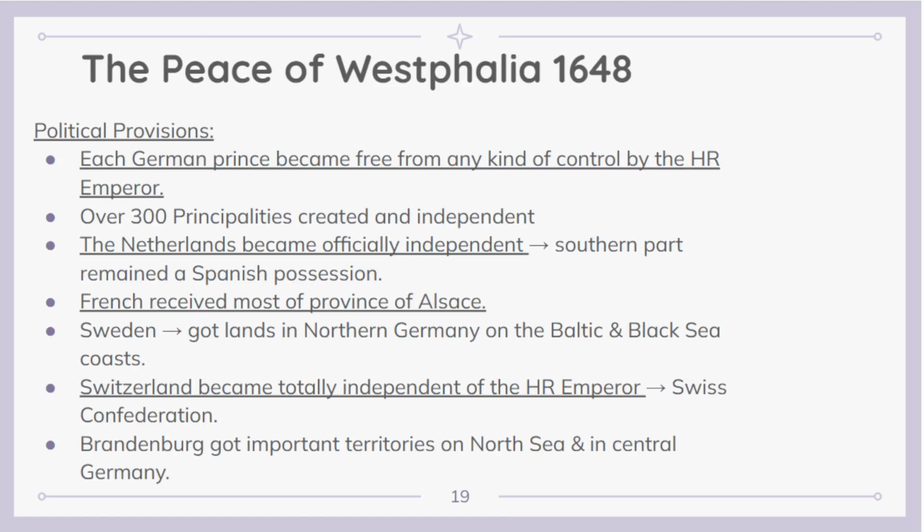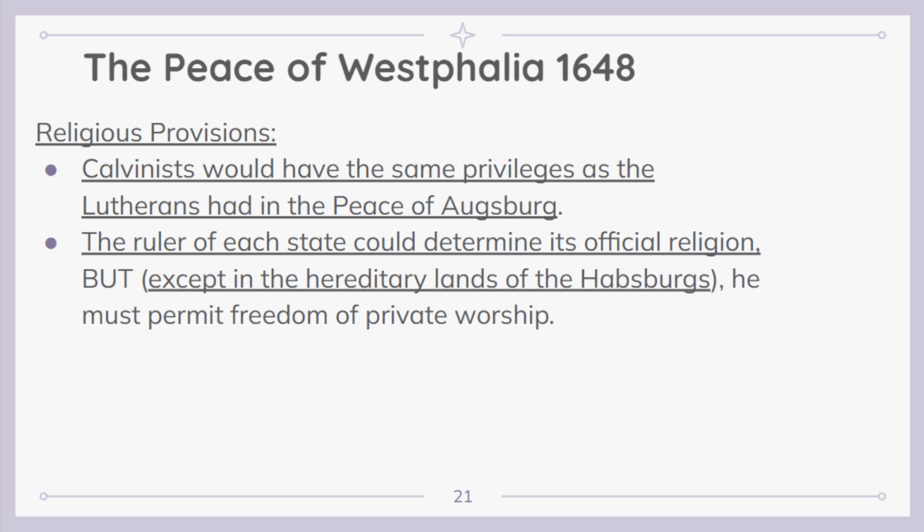This treaty is going to be one of the most important treaties in European history overall. So here's what it does. It ends the dominance of the Holy Roman Emperor. Over 300 German principalities are going to gain independence from this. France is going to get the territory of Alsace. Sweden and the Netherlands gain territory or independence, and Swiss independence is finally recognized. The other big thing is that religiously, Calvinism is officially recognized, and rulers can still pick their state's religion, but must allow private worship, which is going to be huge.